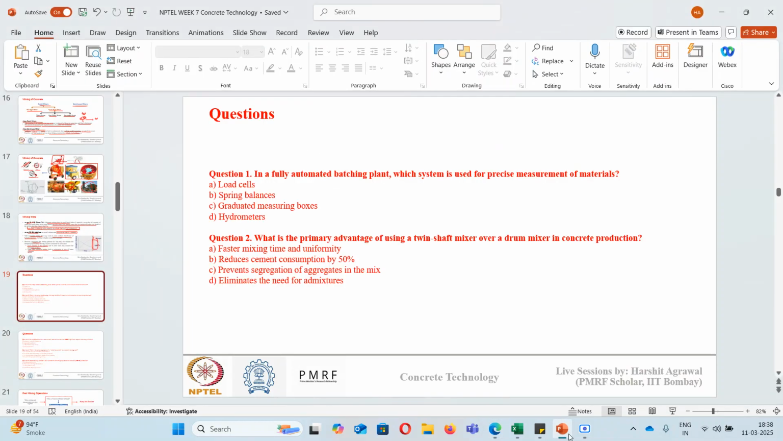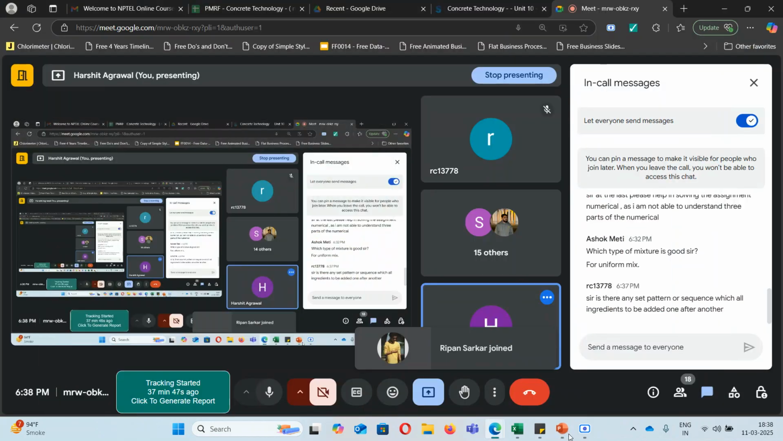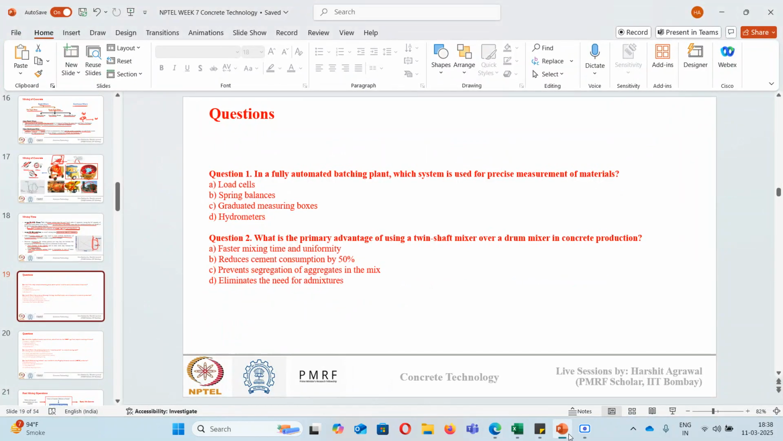Try to answer these two questions. So, what will be the answer for the first question? In a fully automated batching plant, which system is used for precise measurement of material? Can anyone tell me the answer? Load cells, maybe. Anyone else?